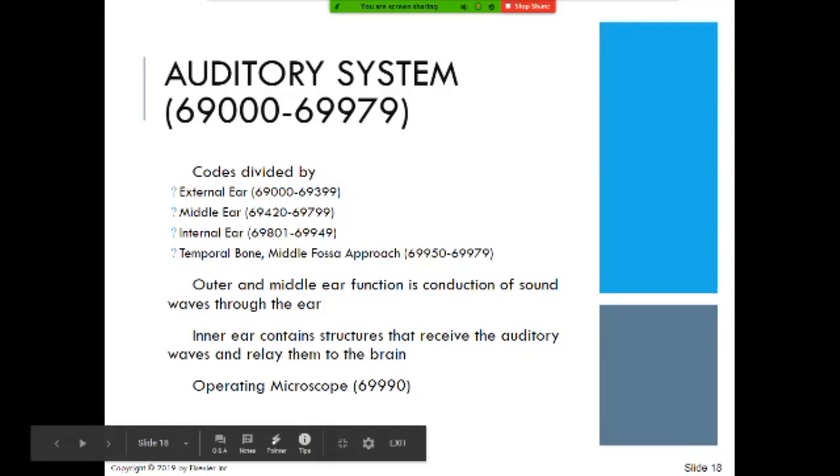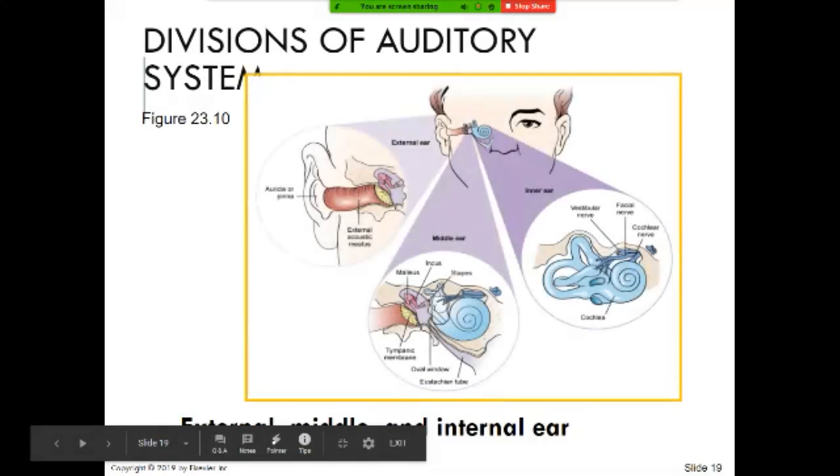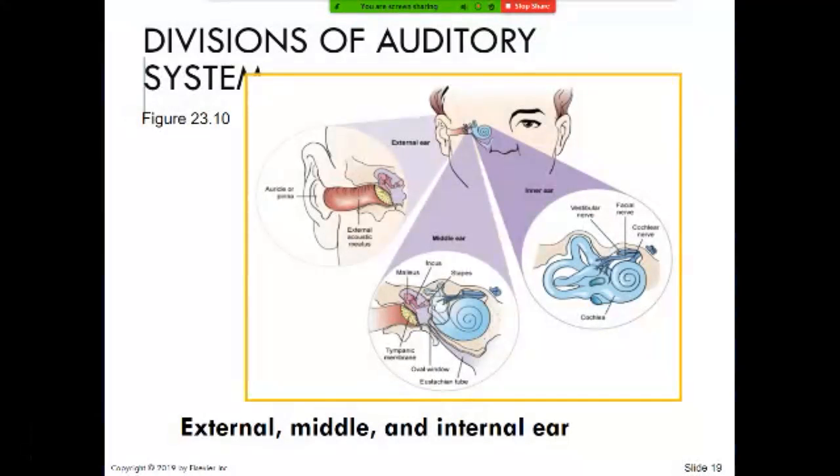The operating microscope is 69990. Okay, divisions of the auditory system: external, middle, and internal ear. The auditory system is further divided by procedure: incision, excision, removal, for example foreign body, repair, and other.